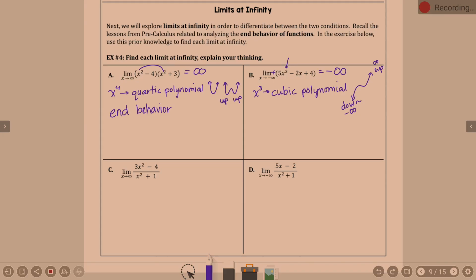Now, C and D is more about rational expressions. Okay, because it's not just a polynomial. On C, we started to talk about it a little bit, but do we have thoughts on there?